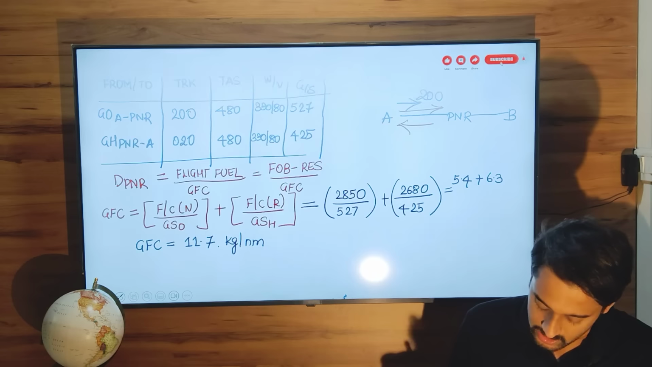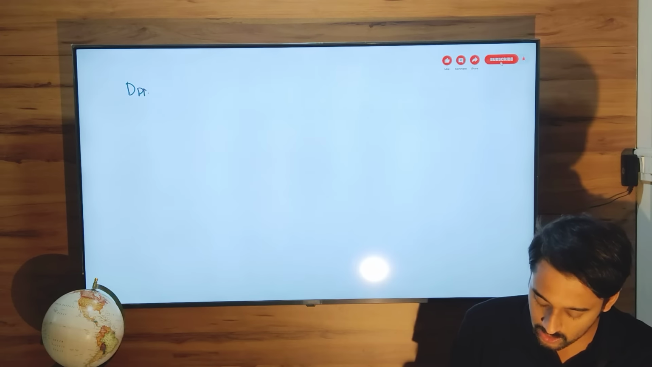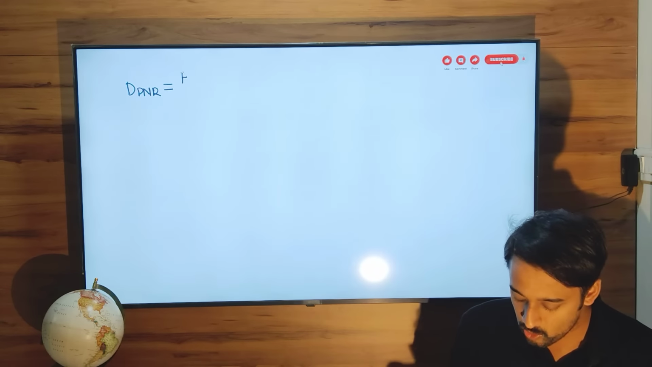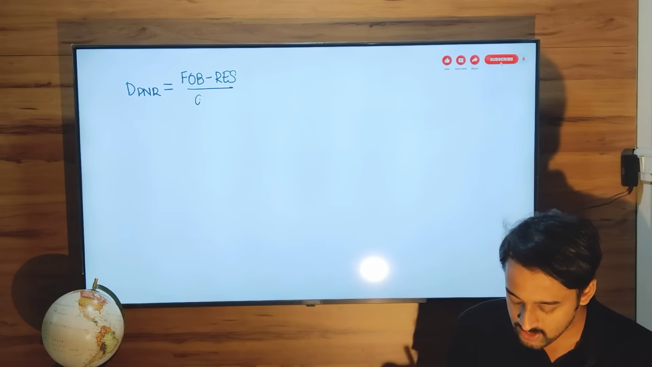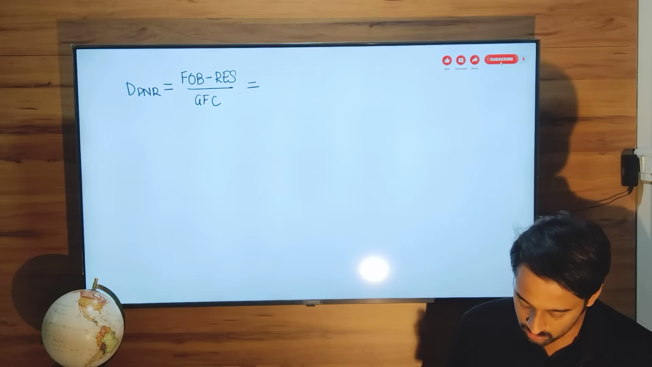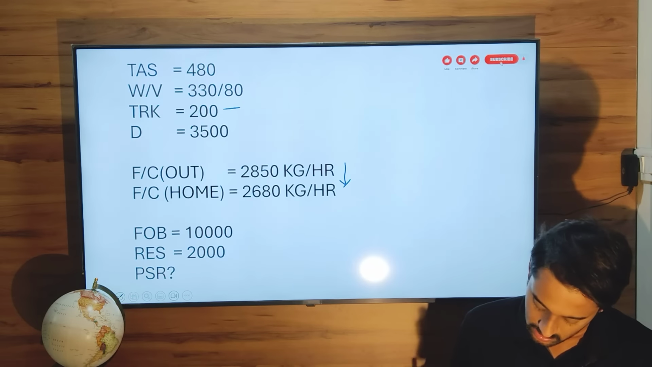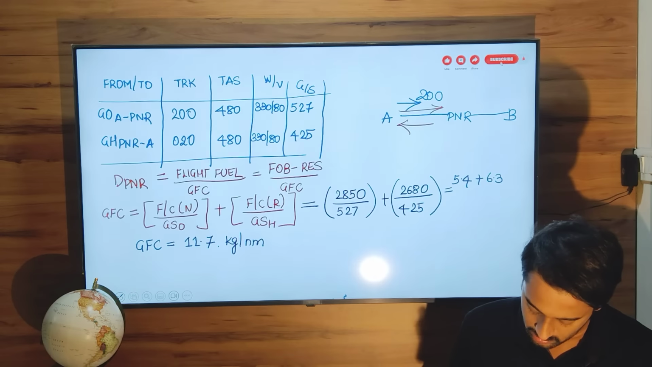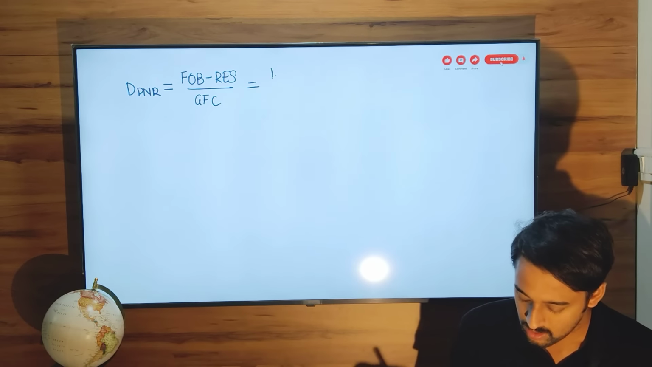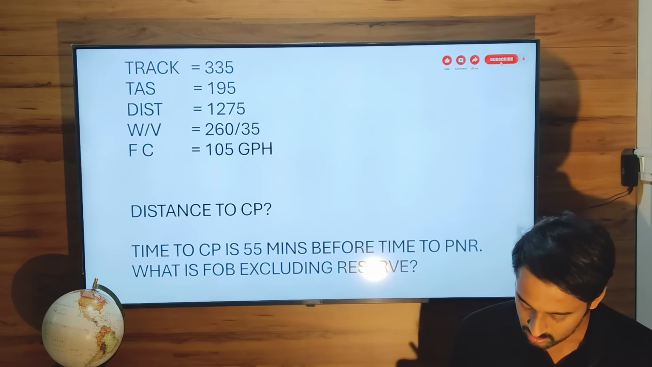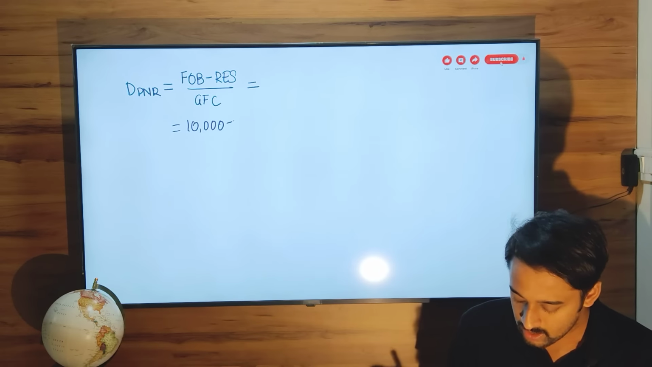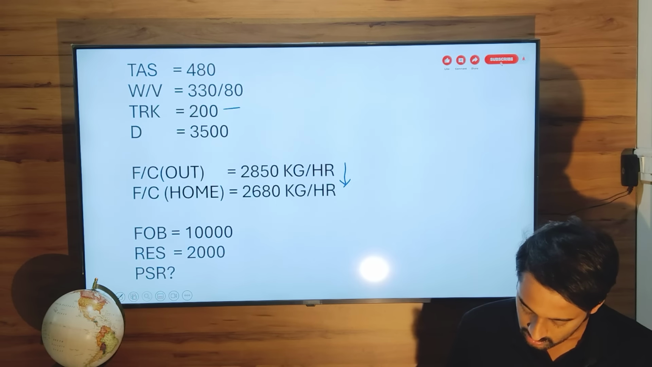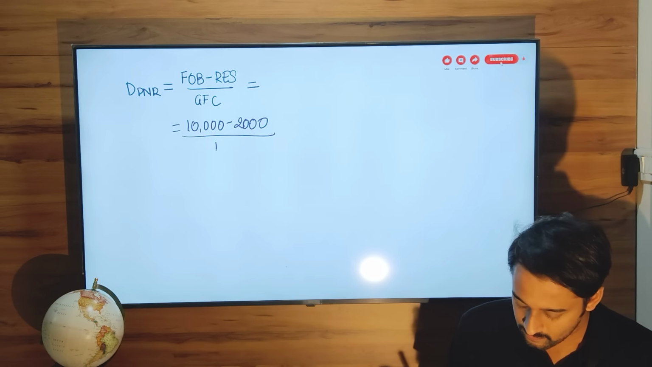So let's go to the next page. Distance to PNR will be equal to fuel on board minus reserve divided by GFC. So what is fuel on board? 10,000. 10,000 minus 2,000 divided by 11.7.